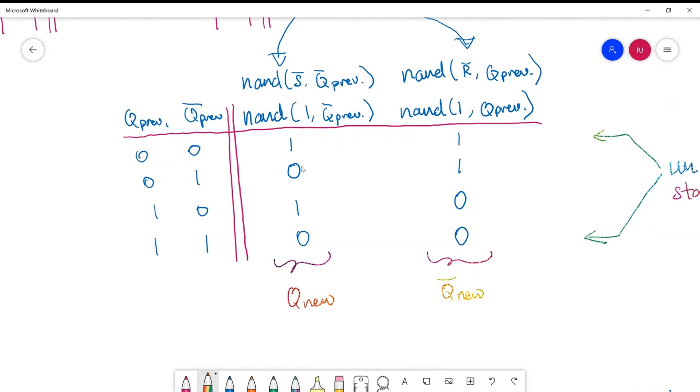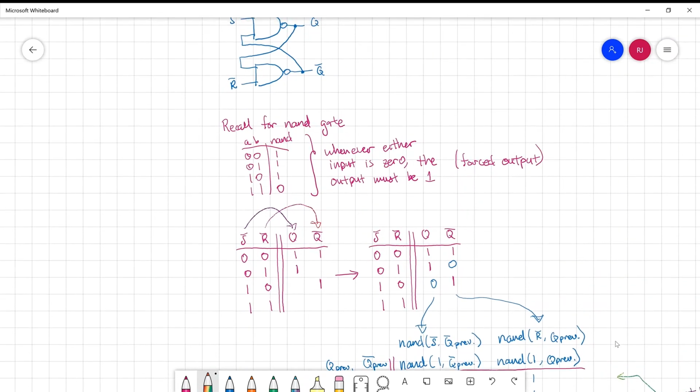That leaves us with the two states, or rather the two rows in the middle, where the new values of Q and Q bar do match the previous values of Q and Q bar. And since they match, it tells you that these two states, when the previous values of Q and Q bar are 0, 1, and 1, 0 respectively, the NAND function as it's computed in this circuit will result in a stable circuit.